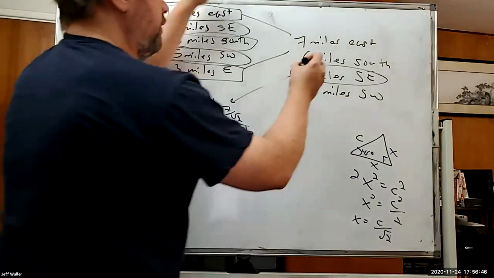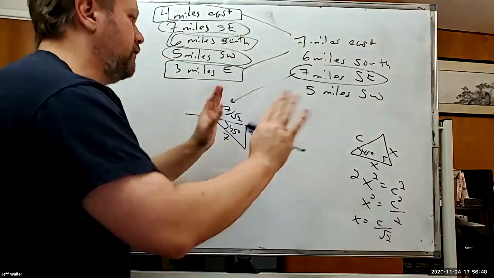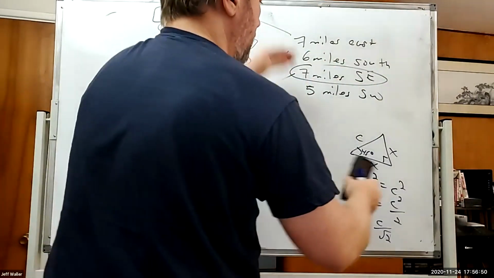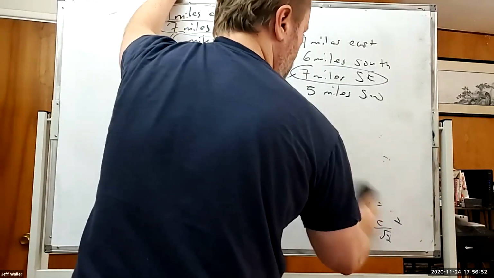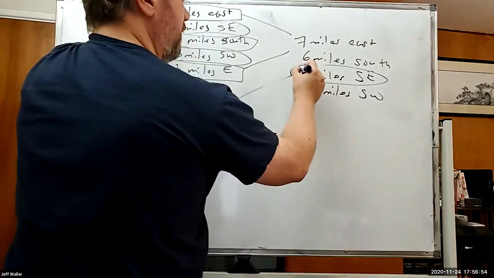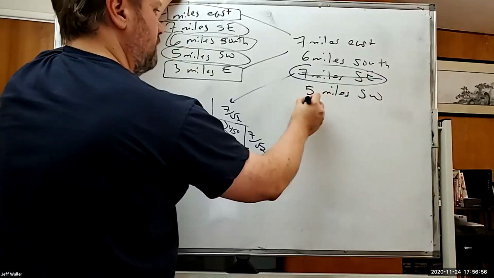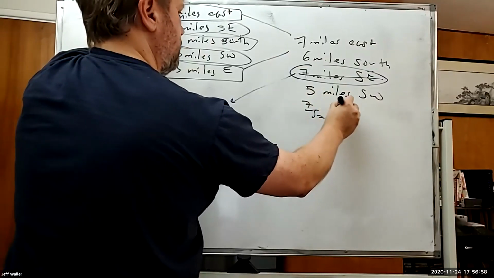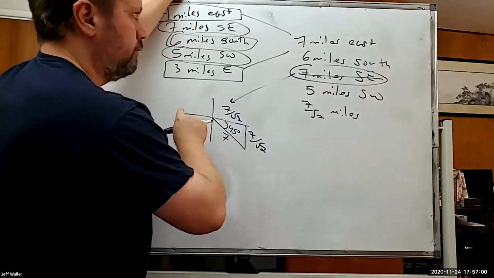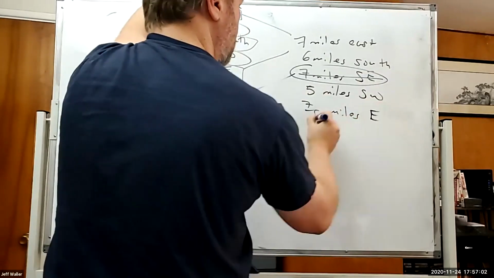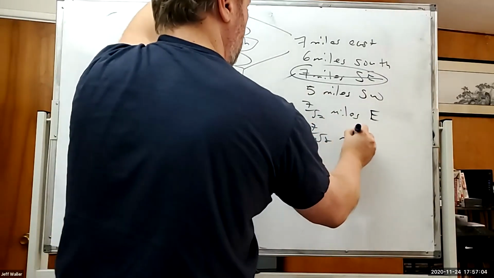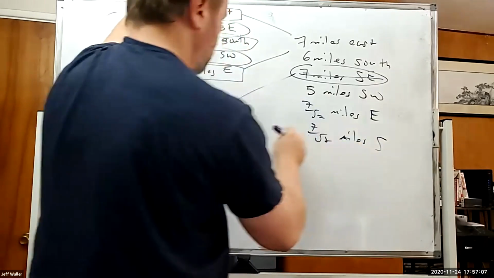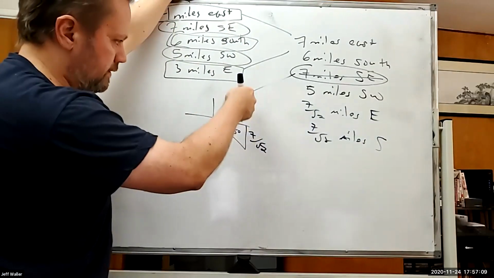So look what I could do to this then. And again, you don't have to do it this way, but this is definitely a nice way to do this. I can rewrite this as 7 rad 2 miles east and 7 rad 2 miles south. That's what this means: 7 rad 2 miles east, 7 rad 2 miles south.